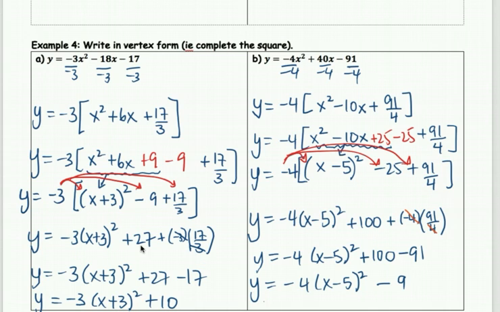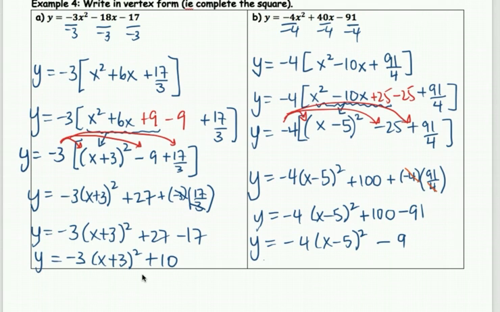Okay, so that's what we're doing today. We're trying to get it to the vertex form. Again, if you skipped this lesson, please go back and practice this one before you start the word problems today.